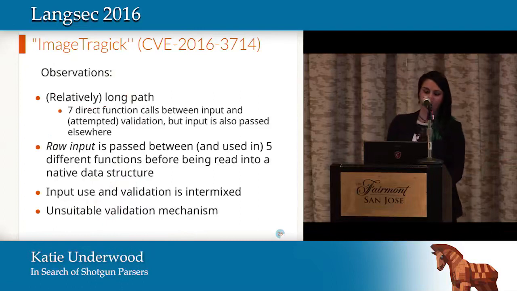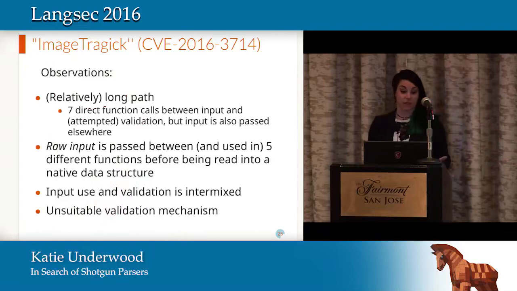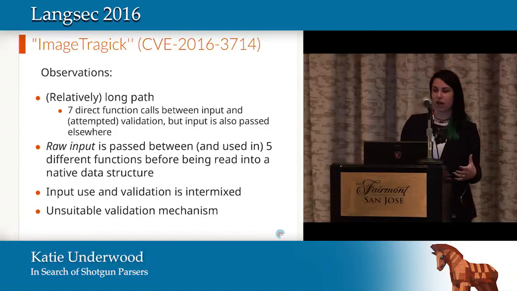So some observations here. We obviously have evidence of a relatively long path, and you may think that 7 doesn't seem like such a long number, but of course this is 7 function calls.